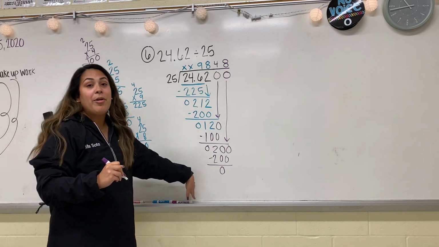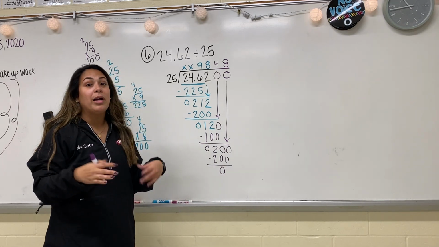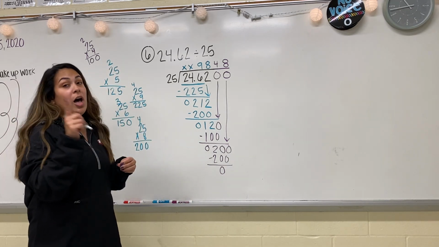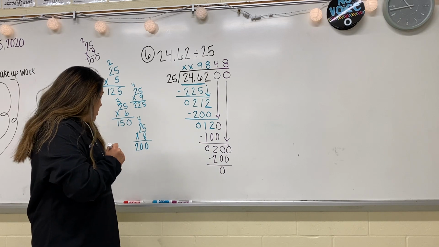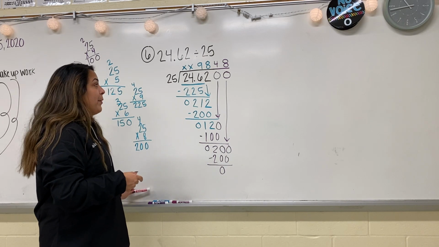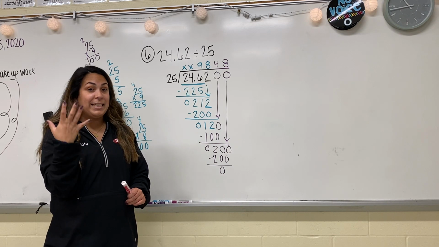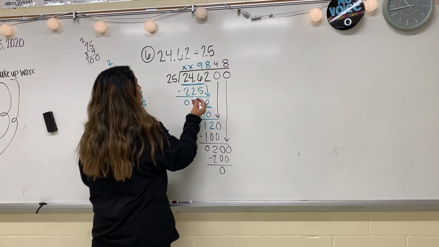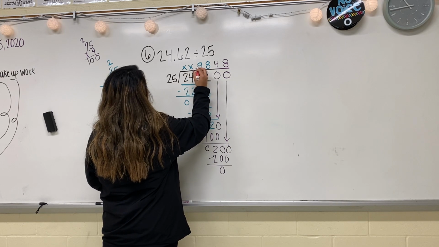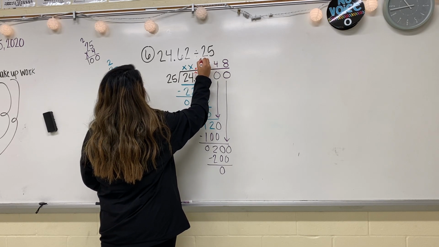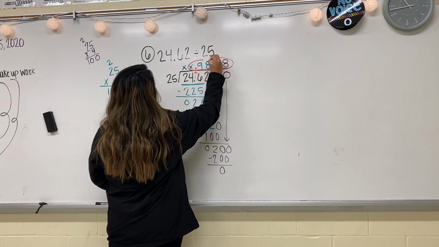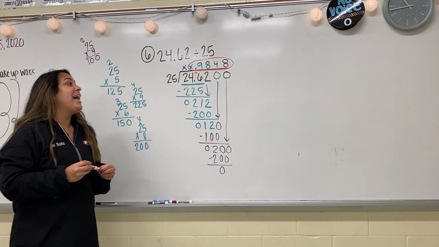Now that I've zeroed out and I don't need to divide anymore, I'm done solving, but I'm not done with my answer. So, remember, whenever we're dividing a decimal, all you have to do is just bring the decimal point up. So our answer is decimal 9848.